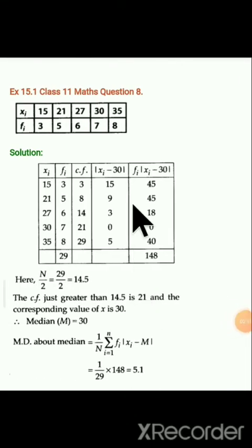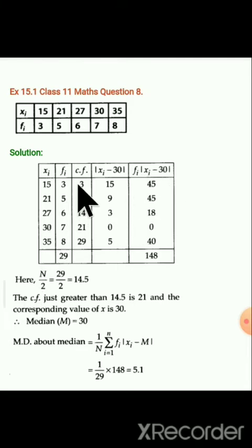Next question number 8. xi equal to 15, 21, 27, 30, 35. Frequencies are 3, 5, 6, 7, 8. Next here also the procedure is same. We have to consider this table: xi, fi, cumulative frequency, |xi minus M|, and next fi into |xi minus M|.